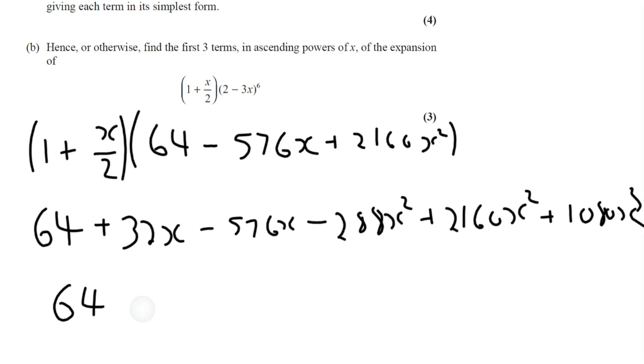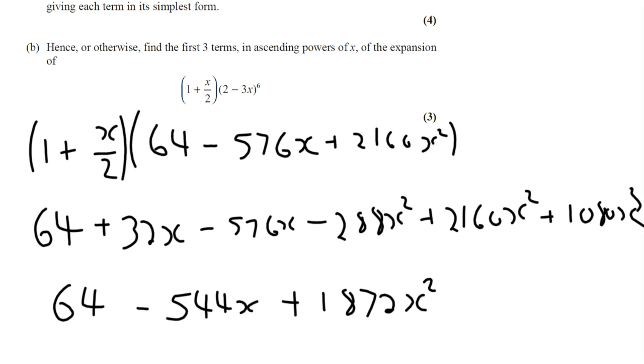Your second term is minus 544x. That's just collecting together your like terms, okay? 32x minus 576x. And then you're going to collect together your x squareds, which gives you a positive 1872x squared. You get a mark for the first line that I showed you, and then at the end here you get a mark for the minus 544x, and you get a mark for the 1872x squared, providing that you have that 64 there.